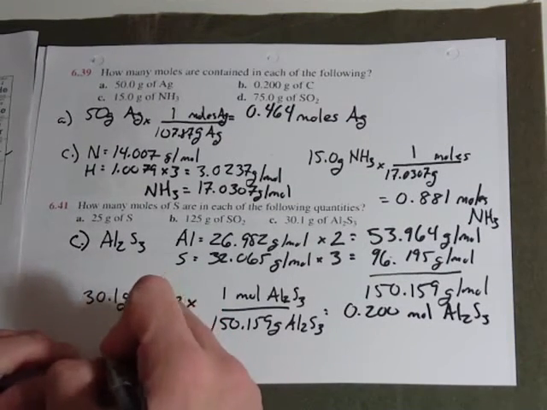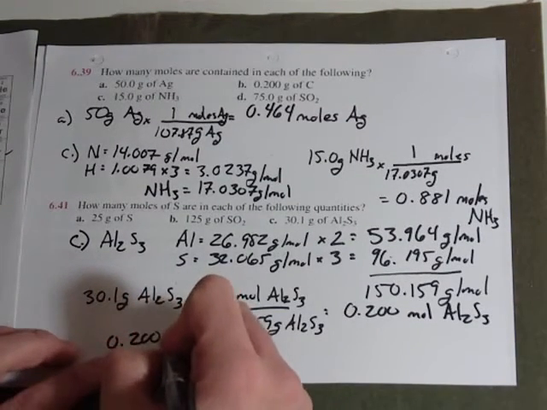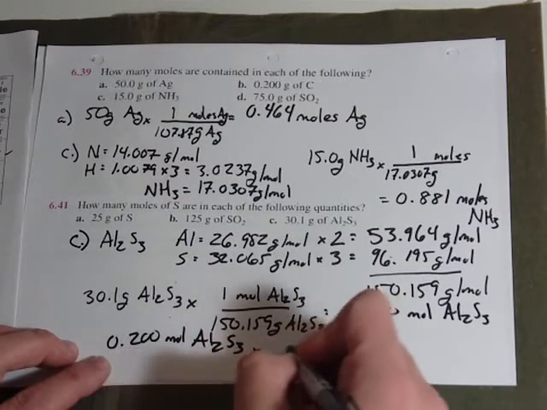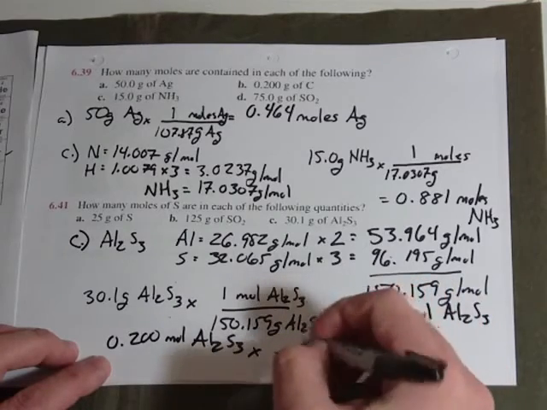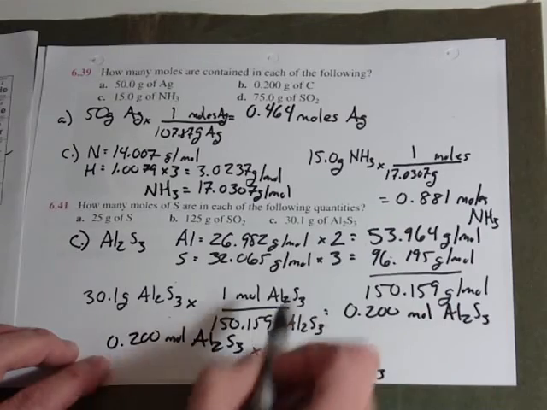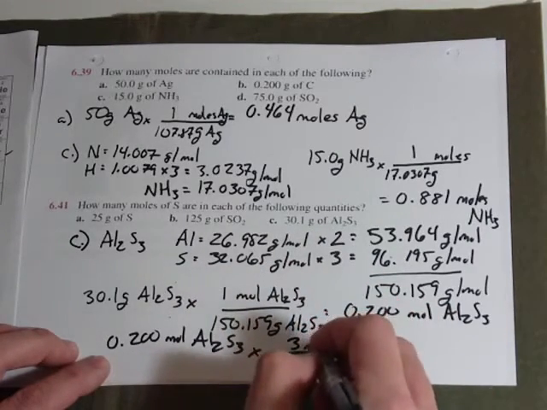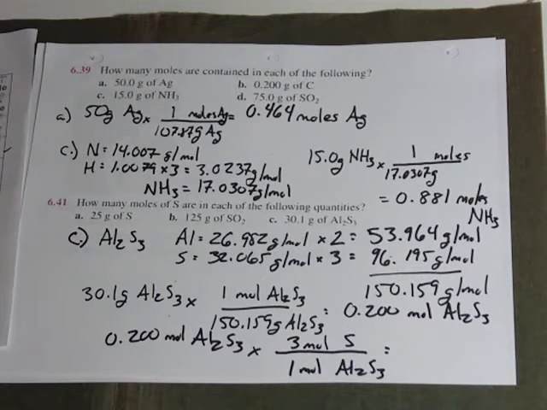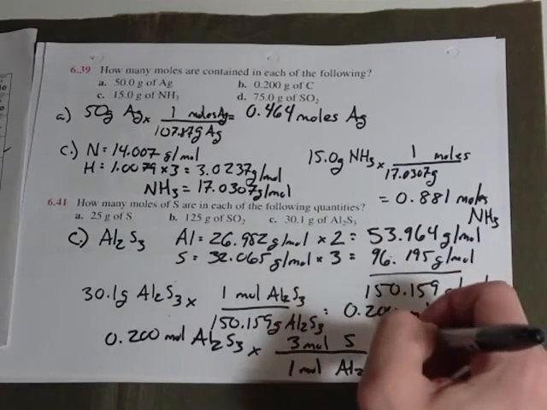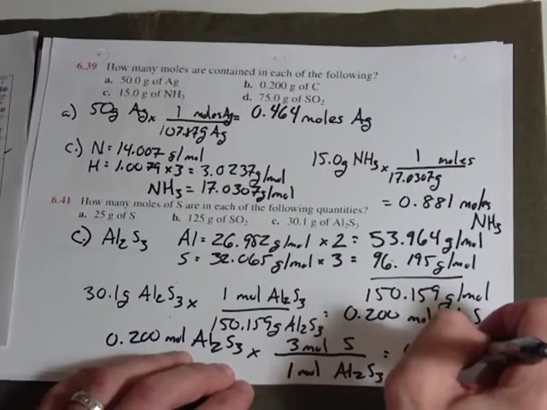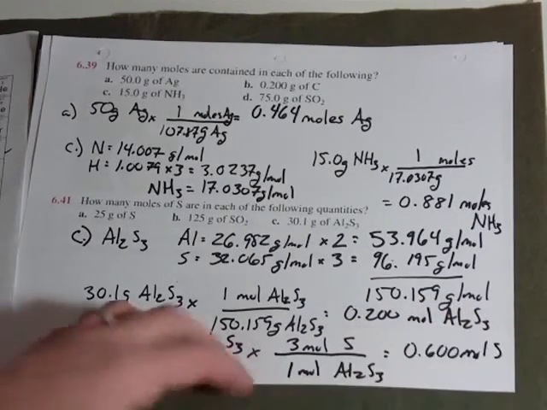And if we have 0.200 moles of Al2S3, then we have to use our mole ratio. In 1 mole of Al2S3, we have 3 moles of sulfur, and that comes from the chemical formula. So we just need to multiply that by 3, and we get 0.600 moles of sulfur.